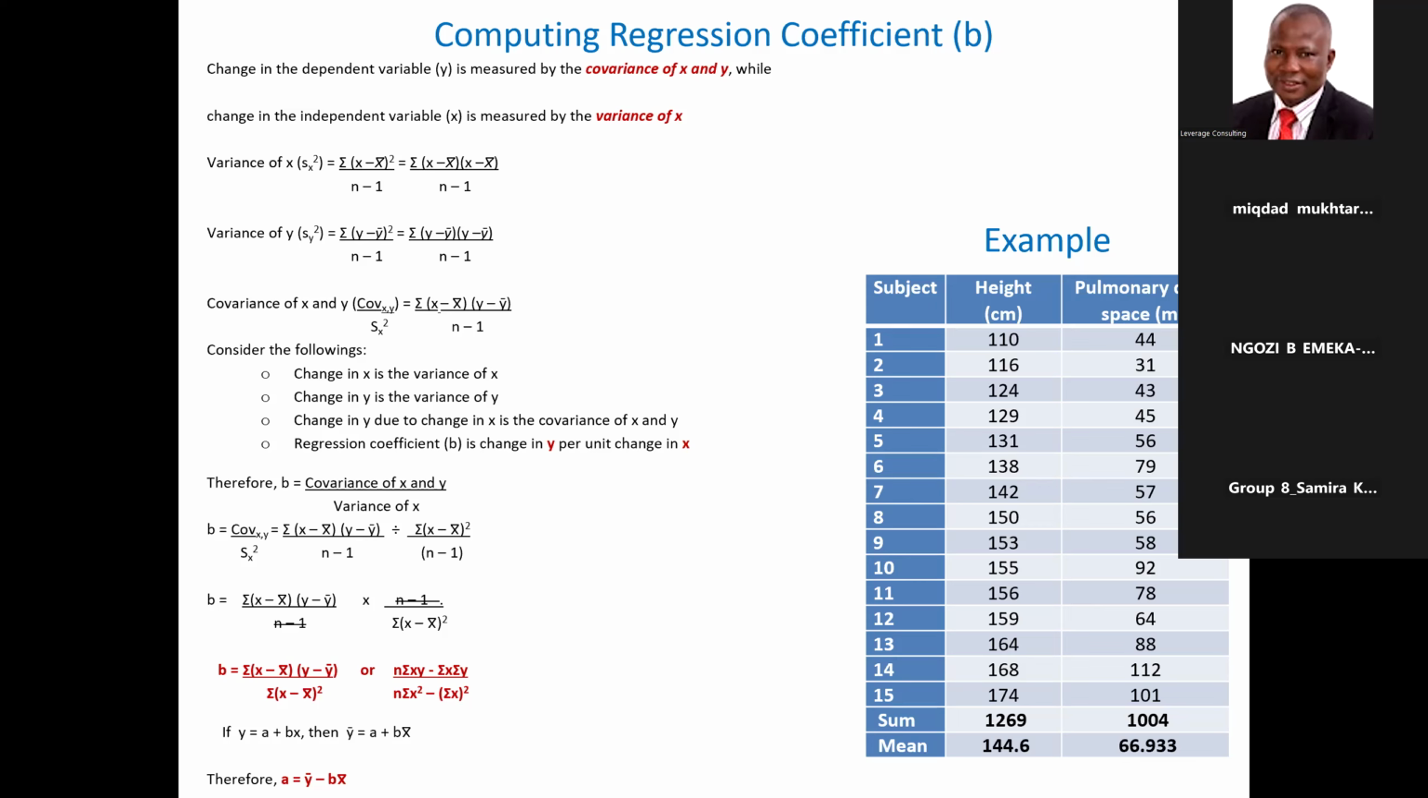Now, covariance of X and Y. Then consider the following. Change in X is the variance of X. Change in Y is the variance of Y. Change in Y due to change in X is the covariance of X and Y. So the regression coefficient B is the change in Y per unit change in X. So covariance of X and Y divided by variance of X. Can you see now? If you do, it gives you the formula for the regression coefficient B. Simple. It's just logic, you don't need to cram that.